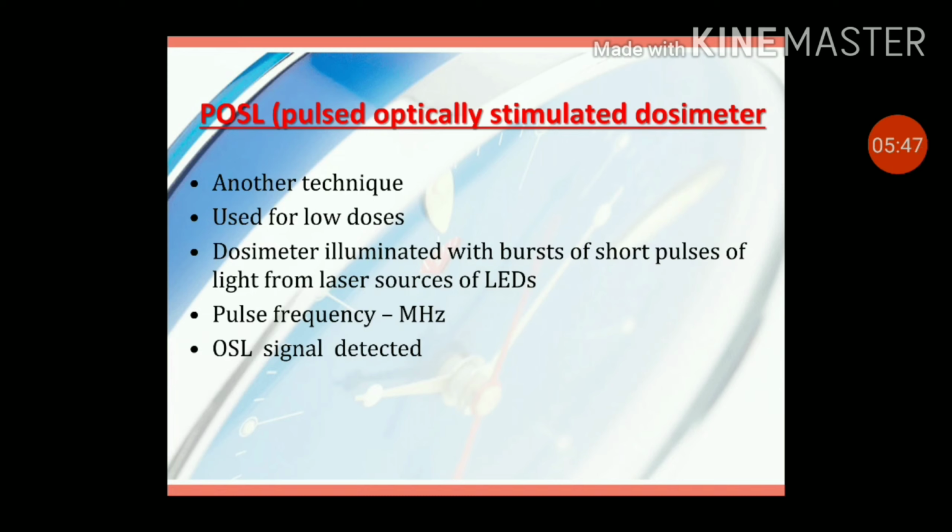Next is POSL, pulsed optically stimulated luminescence, and this is another technique for OSLD that is used for low doses. In this technique, the dosimeter is illuminated with bursts of short pulses of light from laser sources or LEDs. The pulse frequency is on the order of approximately megahertz, and the OSLD signal is detected in between the pulses, integrated over a large number of pulses.